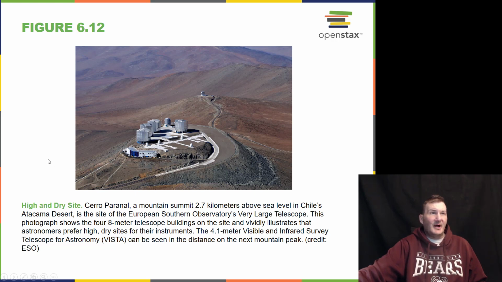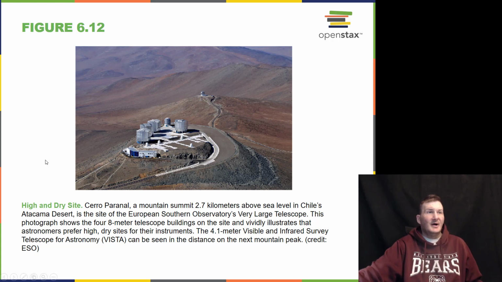Now we like to put our biggest and best telescopes high and dry on top of extinct volcanoes away from city lights. This is in the Atacama Desert in Chile. This is Cerro Paranal, a mountain summit. It has several 8-meter telescope buildings and a 4.1 meter telescope off here in the distance. You can see there's nothing around, so no light disturbance gets involved.